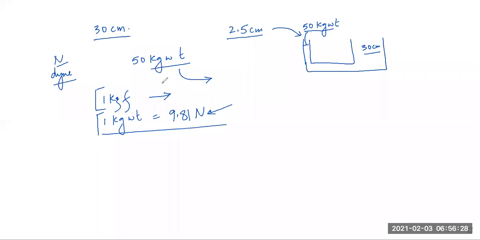Okay, this is how you can convert. If you need to convert, you convert; if you don't need to, no problem. So 50 kilogram weight force we have placed on this, so force will be acting downwards. On the same level on the piston with 30 centimeter diameter, force will be acting upwards. So how will we calculate?